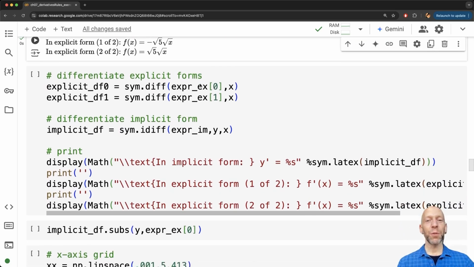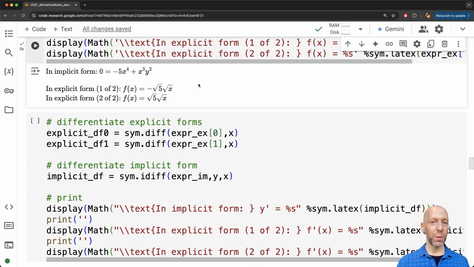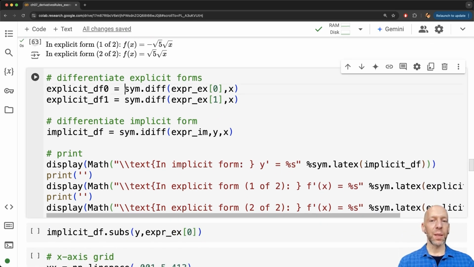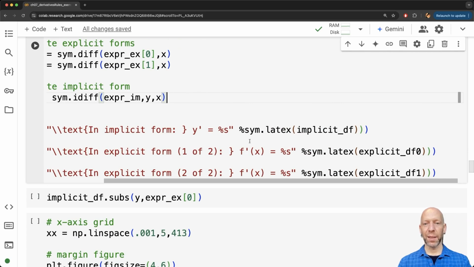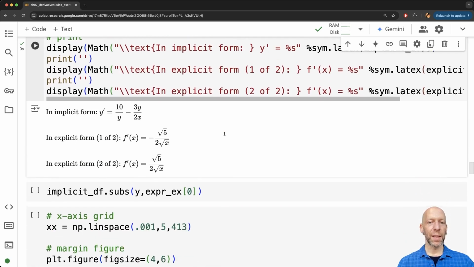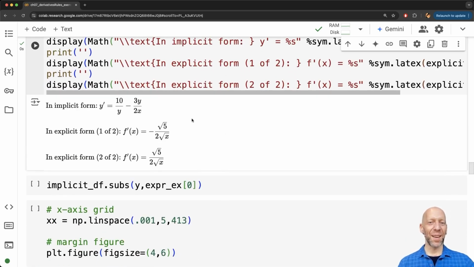Now we want to differentiate these three expressions. We have this expression from the explicit form, and then we have the implicit form like this. You already know how to use sim.diff, and the new function to use here, which I explained in the book text, is sim.idiff, where the I, of course, stands for implicit. So we are implicitly differentiating this function. Here is the implicit function, this is the variable we want to solve for, and this is the independent variable x. Then I'm printing out these two results here.